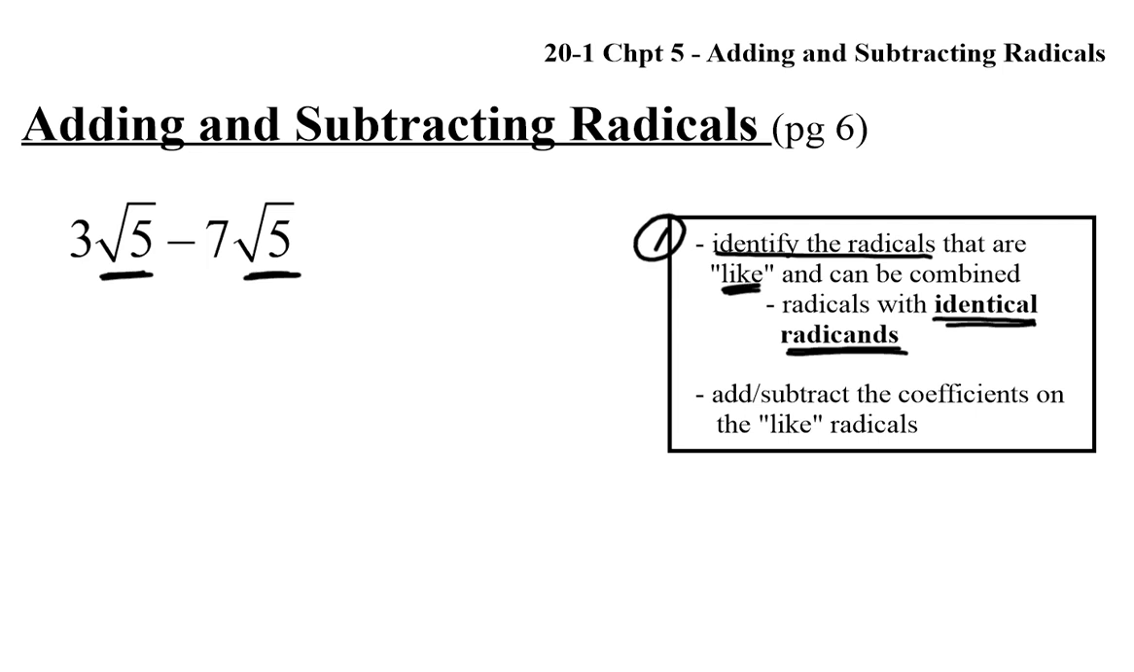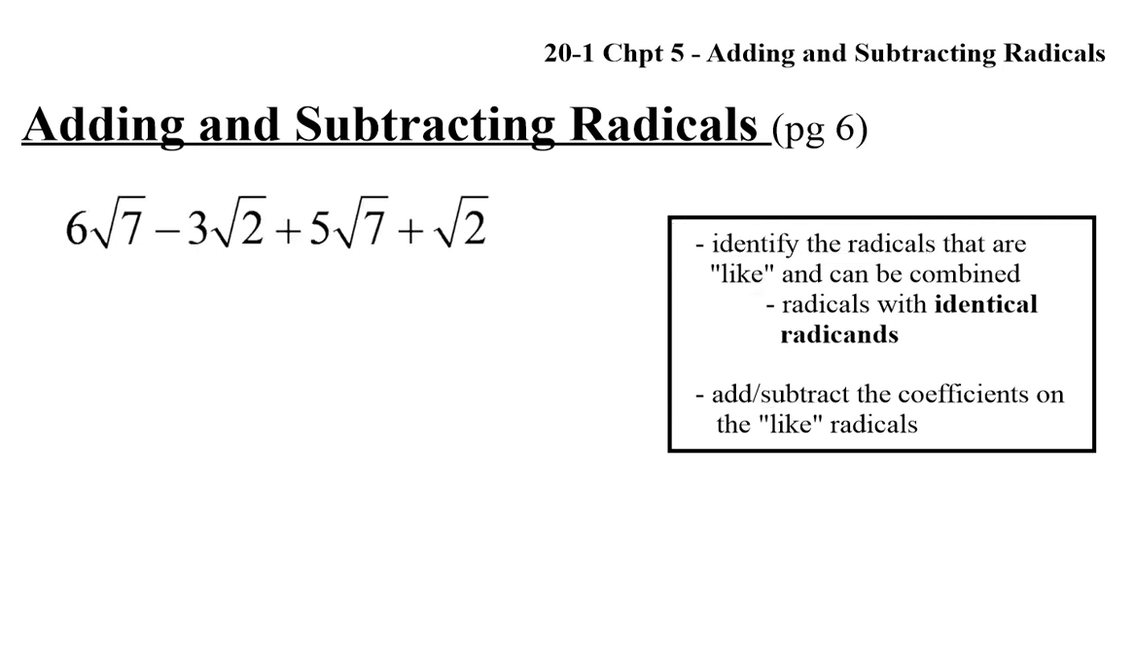So what does that mean we have? Well, just like with polynomials, we're going to add and subtract the coefficients. 3 root 5s and negative 7 root 5s is like having negative 4 root 5s. And if you punched into your calculator 3 root 5 minus 7 root 5 and hit equals, you're going to see that its value will be the same as negative 4 root 5.